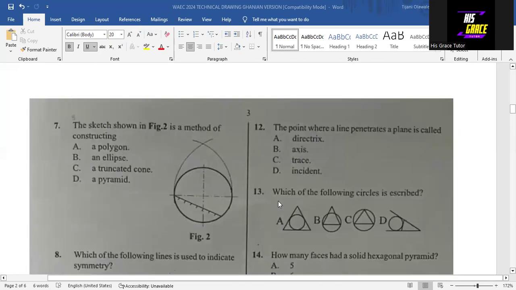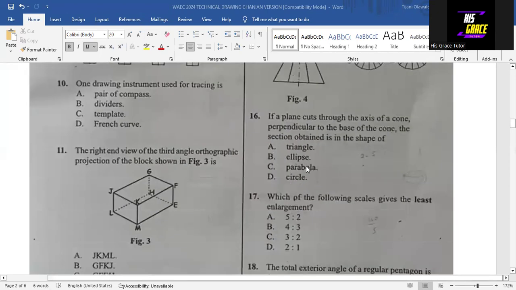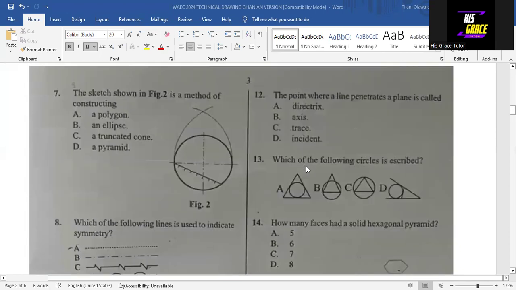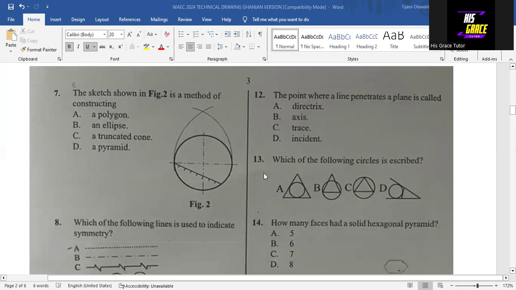Question 12, sorry, question 12 says that the point where a line penetrates a plane is called a trace. That is option C, it is called a trace. Then question 13, which of the following circles is inscribed? The answer is option D. So this is an inscribed circle.